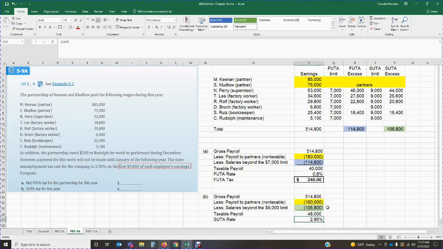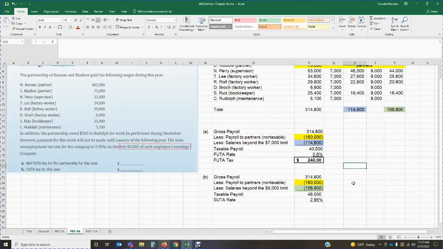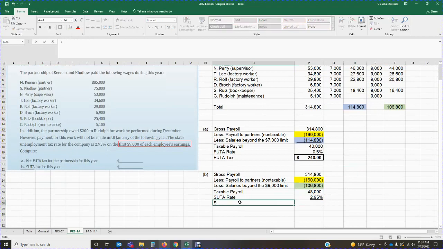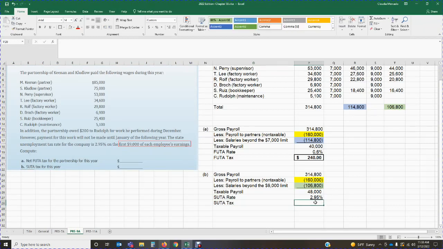2.95%. So now I'm going to get my pseudo tax. I'm going to get my taxable payroll of 48,000 times my pseudo rate of 2.95%, and that's going to give me my pseudo tax. So it's 48,000 times 2.95%. That gives me a pseudo tax of $1,416.